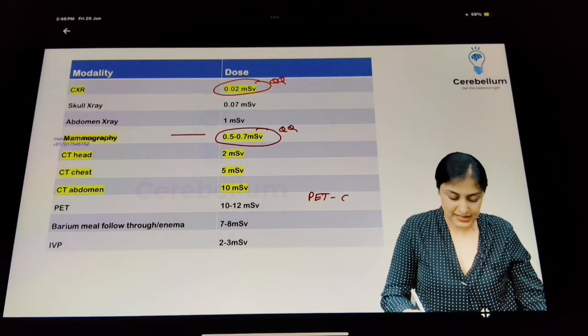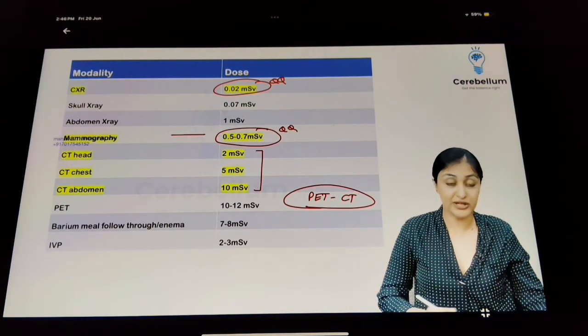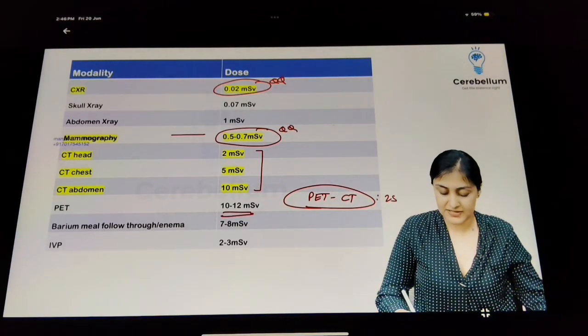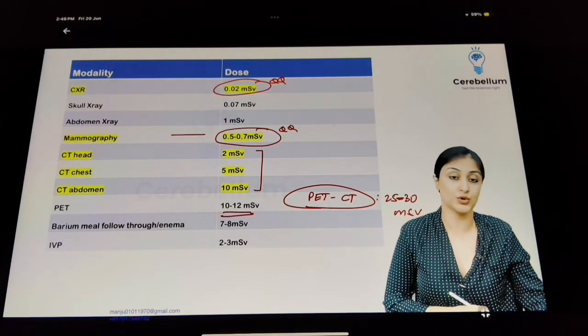Now imagine doing a PET CT. A PET CT is usually a whole body CT. So it's around 15 to 17 millisieverts here, and then it's 10 to 12 here. So almost 25 to 30 millisieverts is your PET CT. It is the highest radiation of any investigation when you do both of these combined.